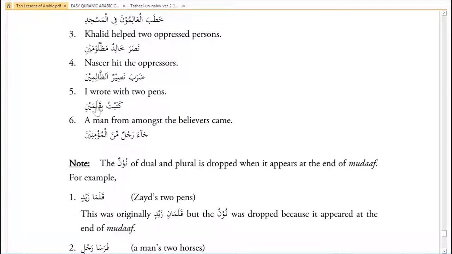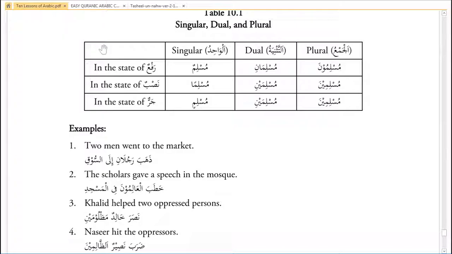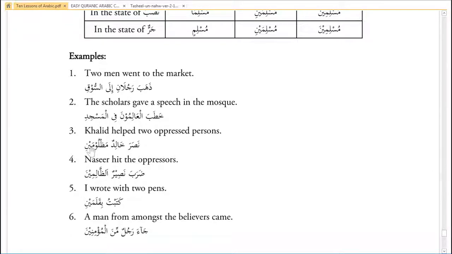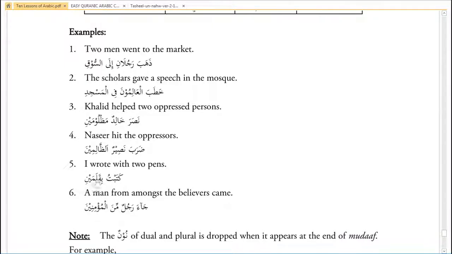So we know the state of rafa and the state of nasab and jar, and we studied what comes in the state of what. So study this chart, or the table, with understanding, and remember and memorize this. You would know when to come what, and study the examples to understand. These two, rajulani and alimuna, are in the state of rafa, muslimaini and zalimina in the state of nasab, biqalamaini min al mu'minina in the state of jar.